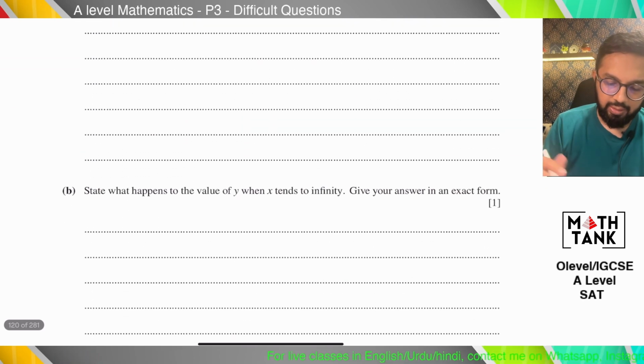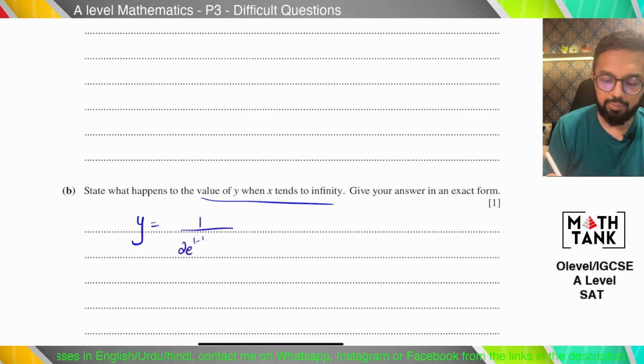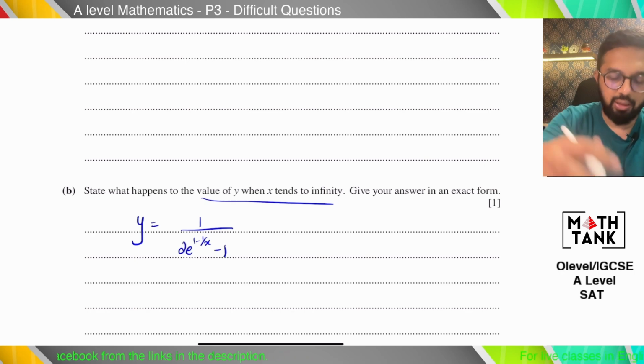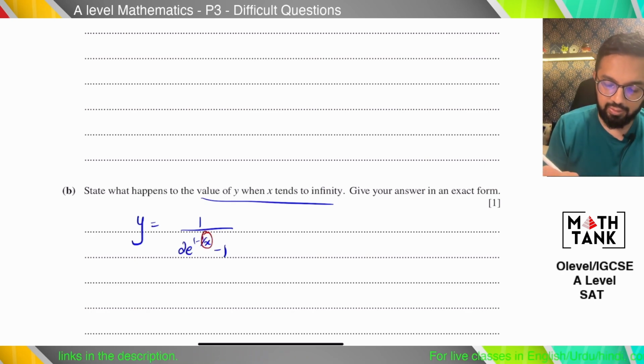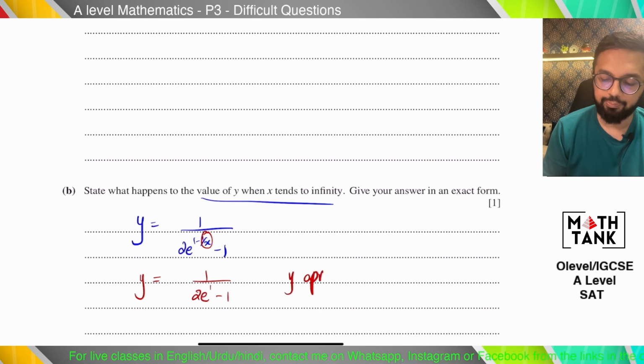Then state what happens to the value of y when x tends to infinity, so I have 1 over 2e power 1 minus 1 over x minus 1. If x goes to infinity, what I could do is plug in a large value for x and find out. But in fact, I could say that this 1 over infinity will become 0. So the value of y approaches 1 over 2e minus 1.